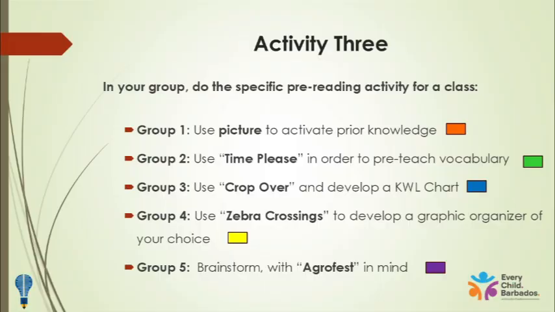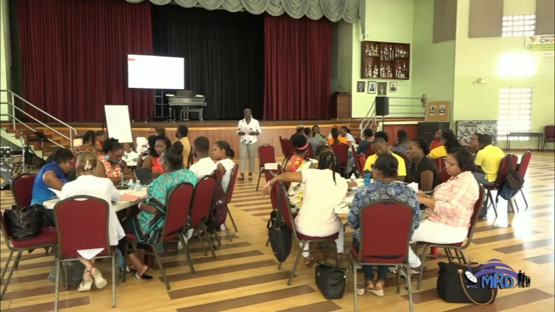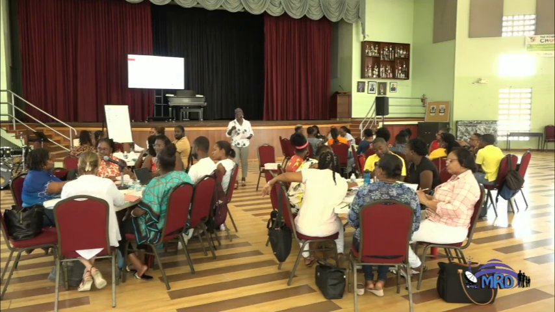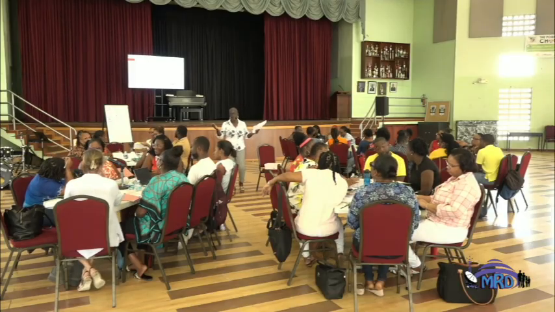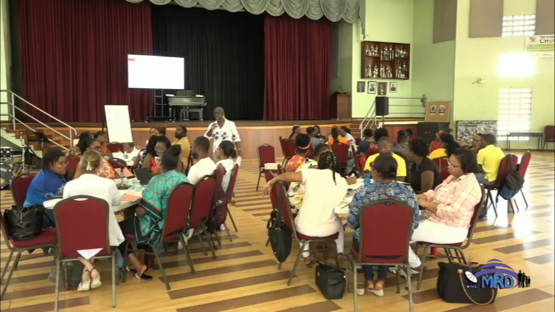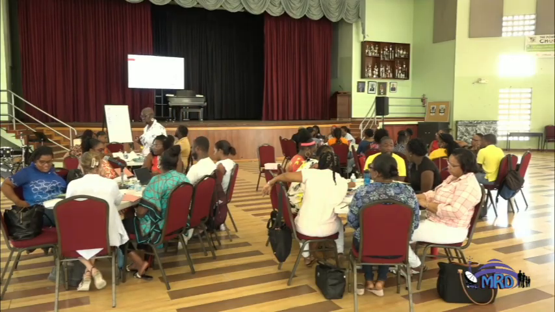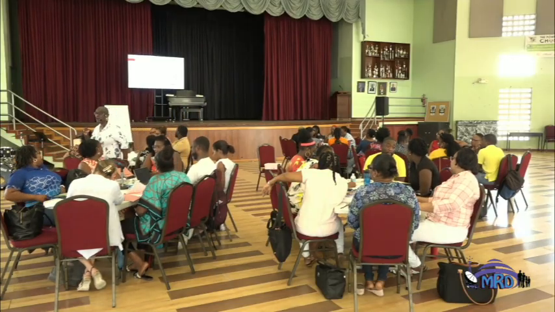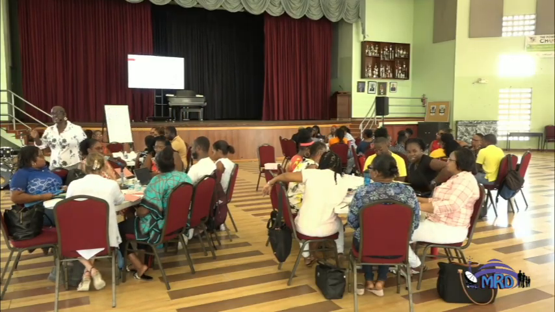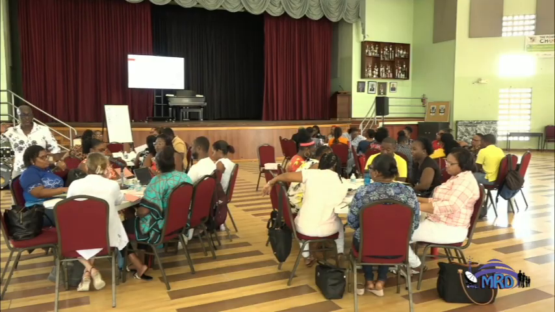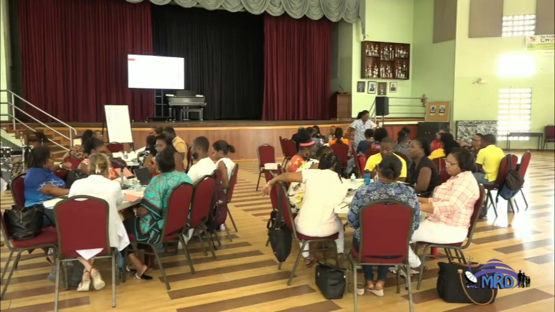Okay, let's move to the next one then. We are at zebra crossings. I'll leave that one to last. Let's go to AgriFest, where they were brainstorming, our purple group. I'll say this too: when we ask a child to brainstorm, or an adult for that matter, there are no right or wrong answers. You take every single answer that comes. Brainstorming means that all answers are correct until you start to decide which ones don't apply.